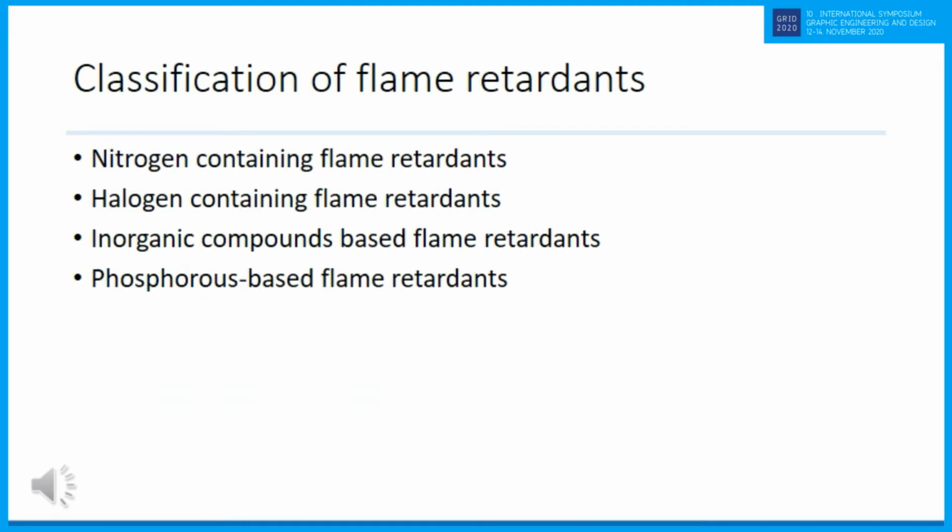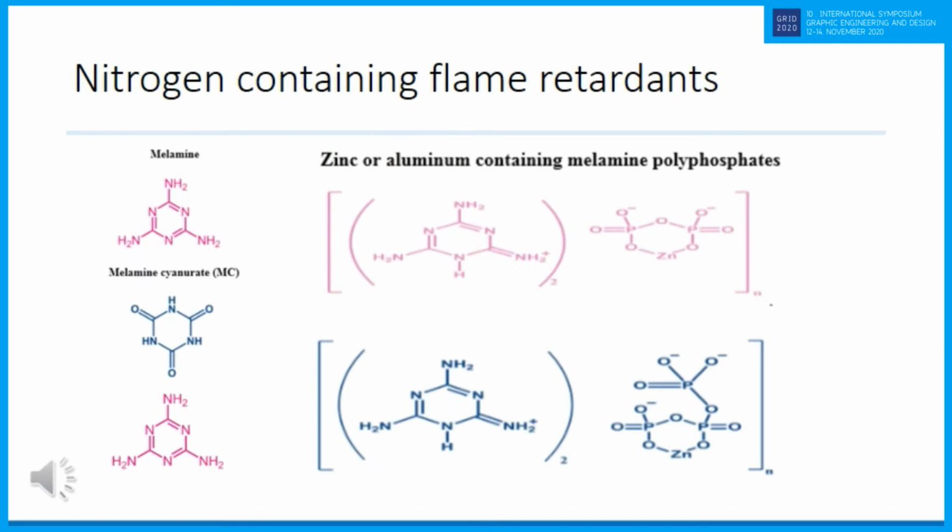If we want to classify the flame retardant materials, we can divide them into 4 groups. These are: nitrogen-containing flame retardants, halogen-containing flame retardants, inorganic compounds-based flame retardants, and phosphorus-based flame retardants. Nitrogen-containing flame retardants essentially release inert gas to the environment during combustion, reducing the oxygen concentration in the gas phase and slowing down the combustion process.